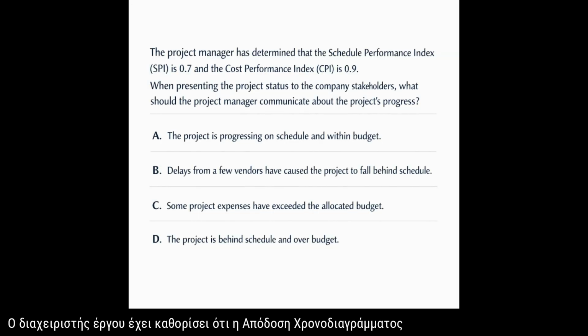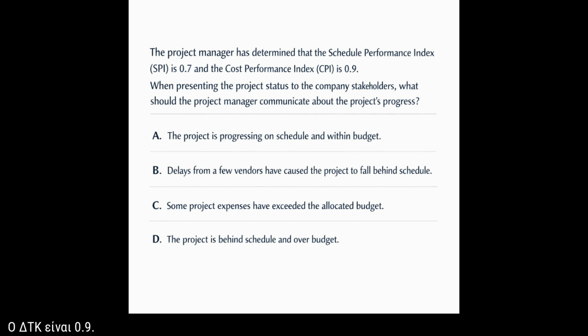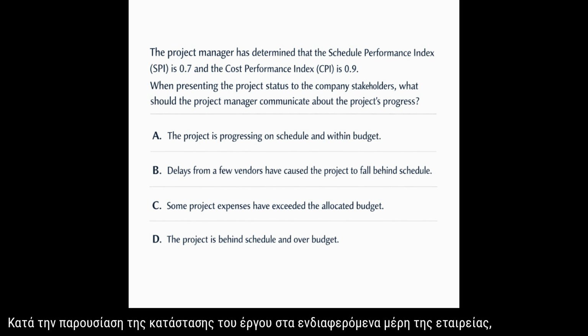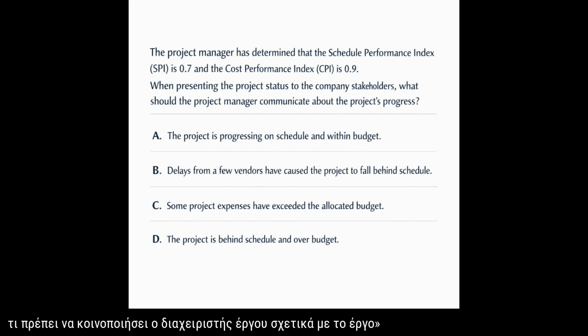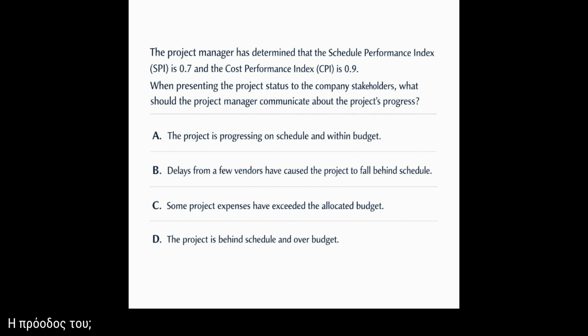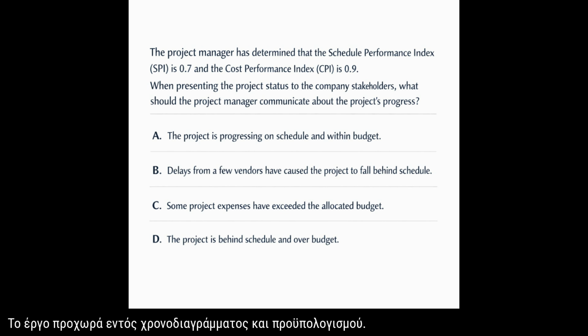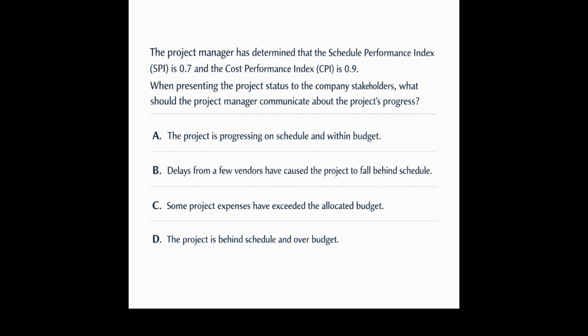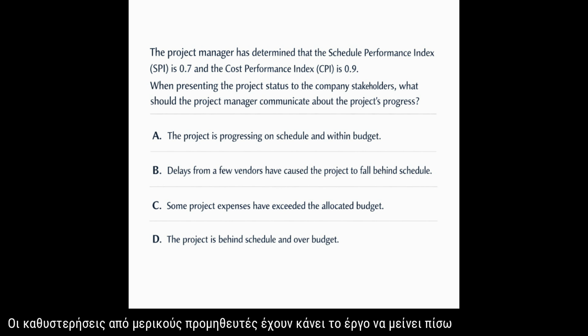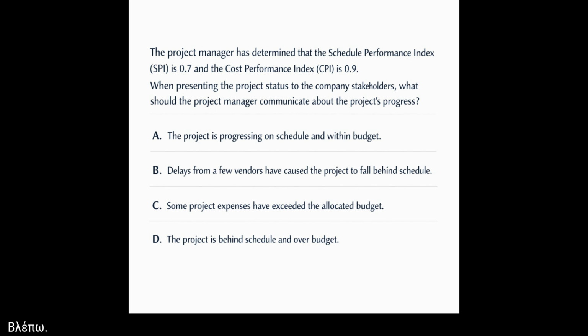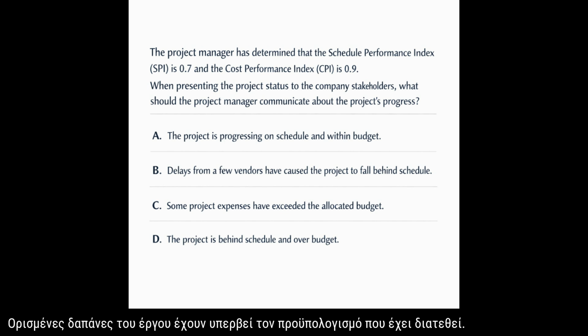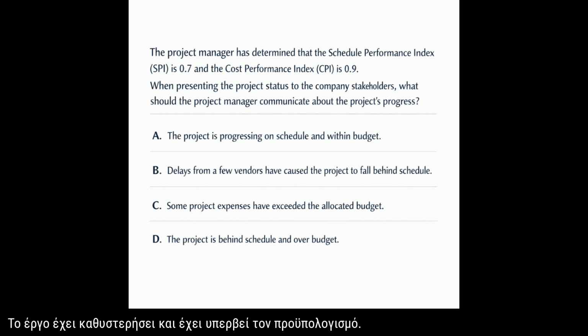The project manager has determined that the schedule performance index, SPI, is 0.7 and the cost performance index, CPI, is 0.9. When presenting the project status to the company stakeholders, what should the project manager communicate about the project's progress? A. The project is progressing on schedule and within budget. B. Delays from a few vendors have caused the project to fall behind schedule. C. Some project expenses have exceeded the allocated budget. D. The project is behind schedule and over budget.